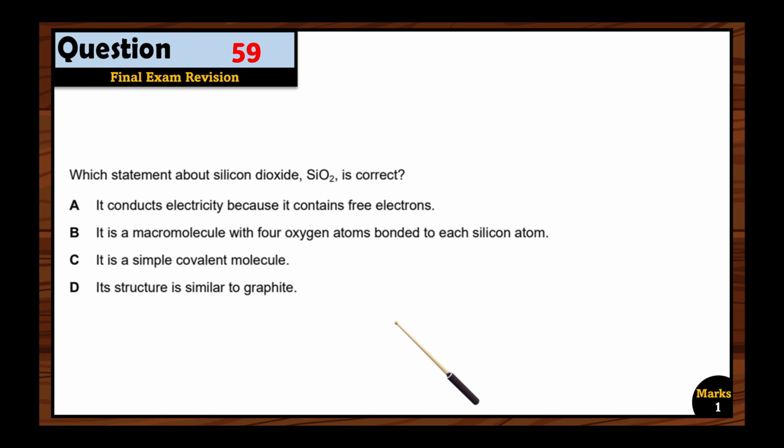So let's see question number 59. Which statement about silicon dioxide is correct? It conducts electricity. Wrong. It is a macromolecule. Yes, that's right. It's a simple covalent molecule. Wrong. Its structure is similar to graphite. That's also wrong. So we are left with only option B. It's a macromolecule with 4 oxygen atoms bonded to each silicon atom. Yes, that's right, because one silicon atom needs 4 bonds to complete its outermost shell of electrons. So that's why it is making 4 bonds with the oxygen. That's why option B is right.